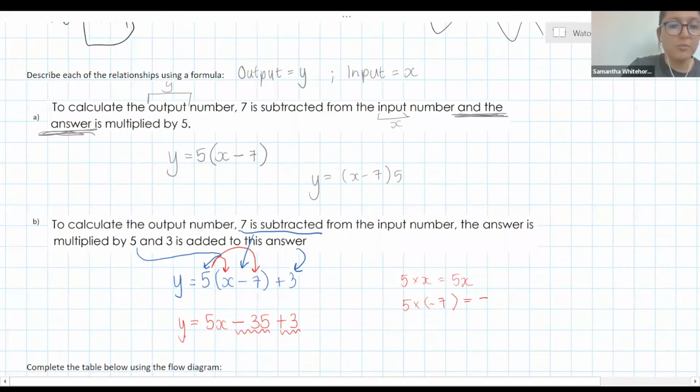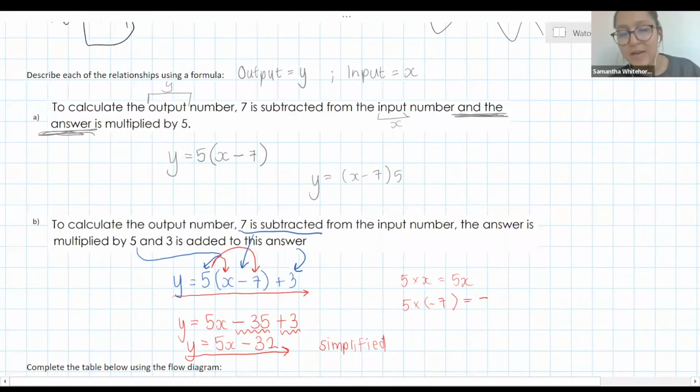So if we go and use a calculator, or if we go and add 3 to negative 35, we're going to get 5x minus 32. And this expression in red and this expression in blue is exactly the same thing. The red one is simplified, whereas the blue one is not simplified, but they mean exactly the same thing.